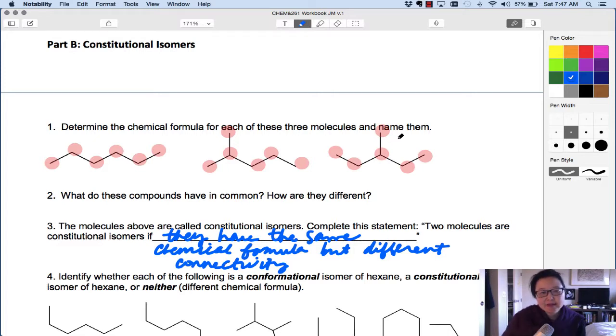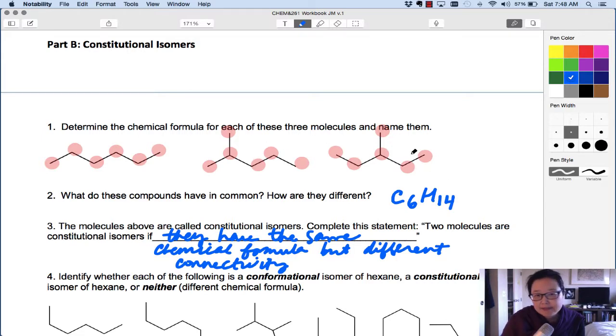On the notes here we have 3 structures of alkanes, and we want to determine the chemical formula. What I did was I highlighted the carbons, so we have 6 carbons in each of these. If you go through and find out how many hydrogens you have in each, you'll see that they all have 14 hydrogens. So the formula is C6H14 for all 3 of these.